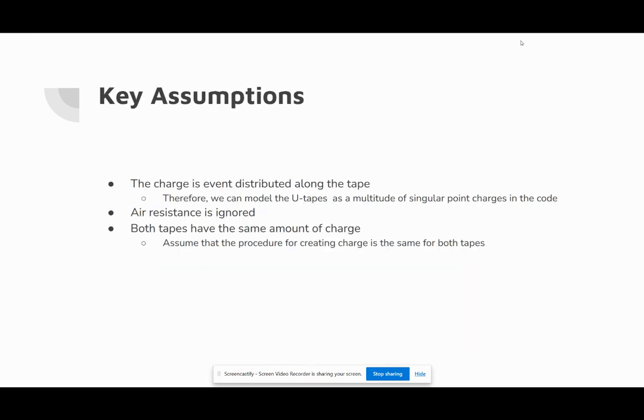And then to get into some of our key assumptions, the first and the most important is that we assume that the charge on the tape is uniformly distributed over the tape length. Second is that the air resistance is ignored. And third is that both tapes have the same amount of charge.